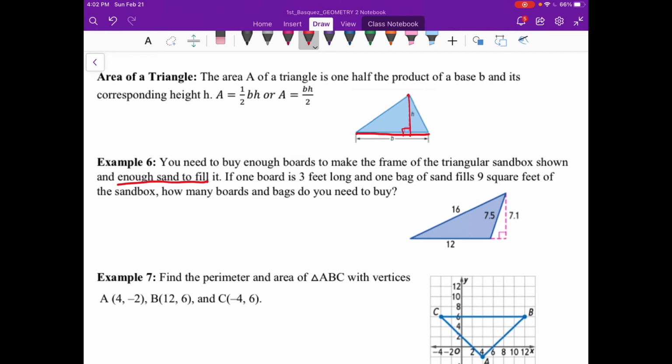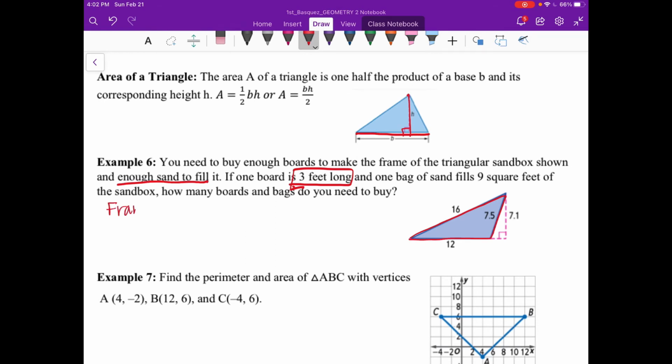If one board is 3 feet long and one bag of sand fills 9 square feet, how many boards and bags do you need? So first, the board is going to be used to contain the sand, right? The boards being 3 feet long are going to help me figure out my perimeter. So I need to figure out how far around I need to enclose the sandbox.